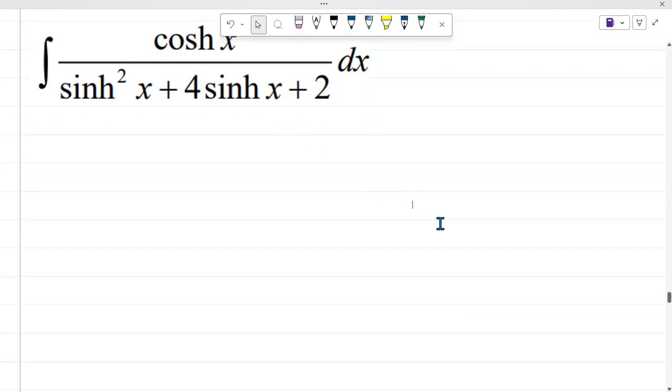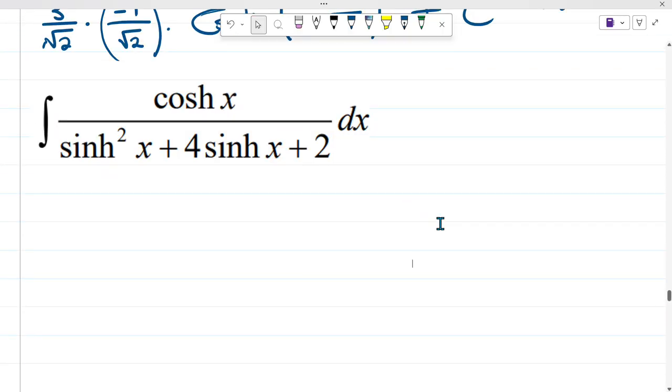Okay, we've got another question here. On this question, we're given the hint that we should complete the square. So let's complete the square. It's a hint we are given.